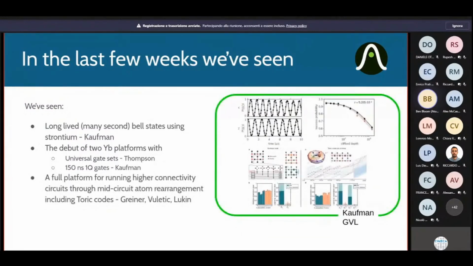And very recently, we've also seen a full platform for running higher connectivity circuits, including how to do mid-circuit atom rearrangement and mid-circuit measurement, which is allowing them to essentially perform toric codes and surface codes and things like that. I would say the exciting thing about neutral atoms in general right now is they're entering the scene in a very, very big way. So it's a very cool time to be working on neutral atoms.